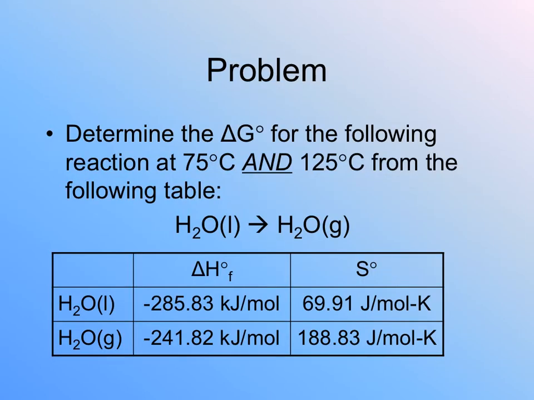All right, so with this example, we are going to calculate delta G using delta H minus T delta S for both 75 degrees Celsius and 125 degrees Celsius. Since we have been given the individual heats of formation and delta S values, we'll first find delta H, then find delta S, then plug it into the formula.